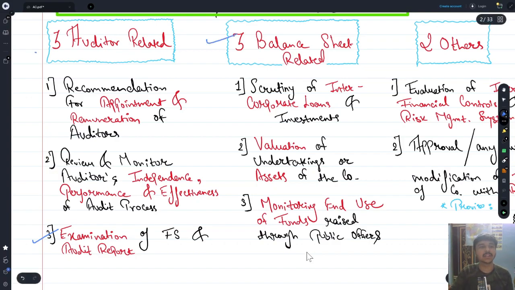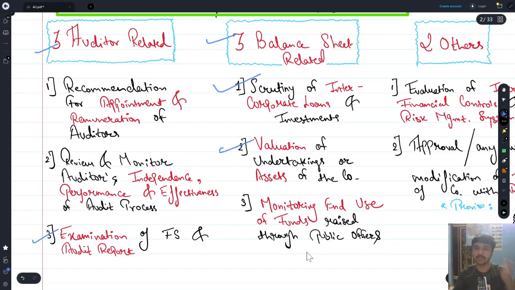Now, what are the 3 balance sheet related? Obviously, audit committee is going to have a check on the loans. You know that loans is the most vulnerable part. Even companies that prohibit giving loans to directors, right? So what the audit committee is going to do, it is going to have scrutiny of intercorporate loans and investments, right? Intercorporate loans means loans given to other companies. So it is going to have a scrutiny of them.